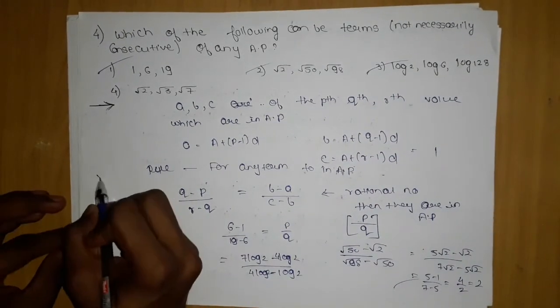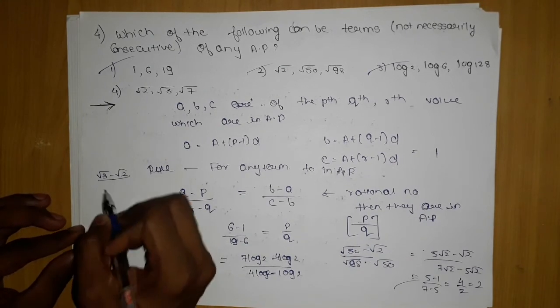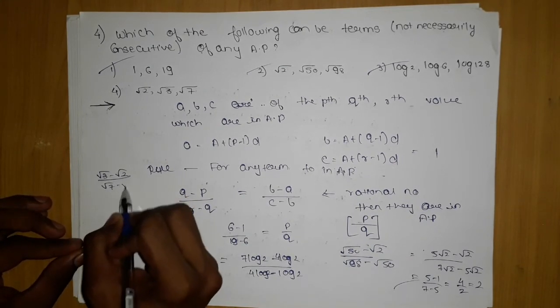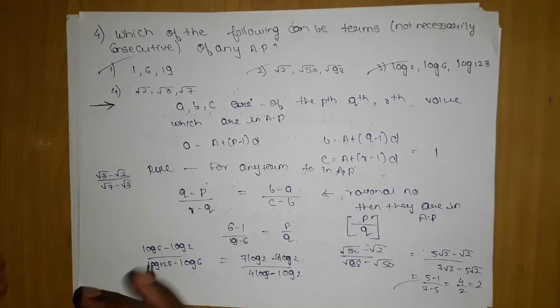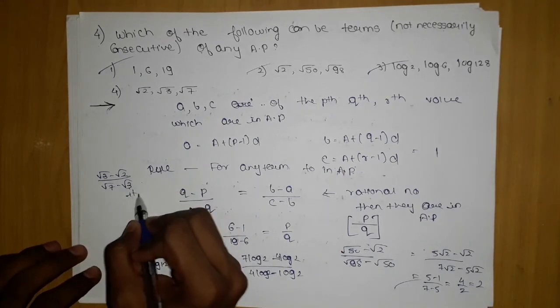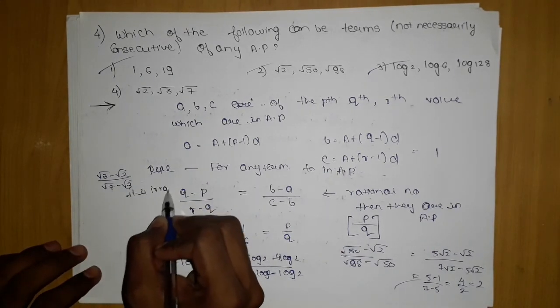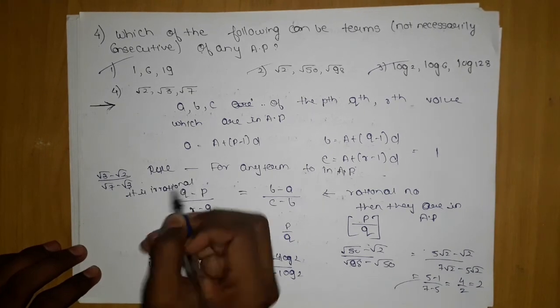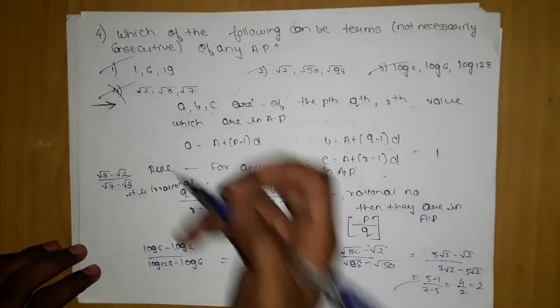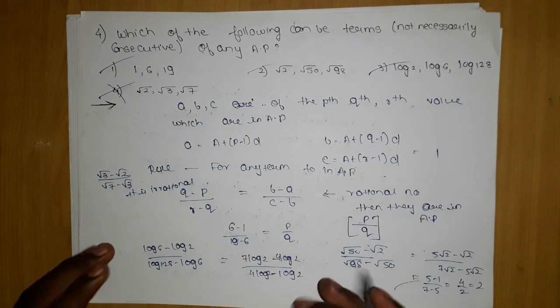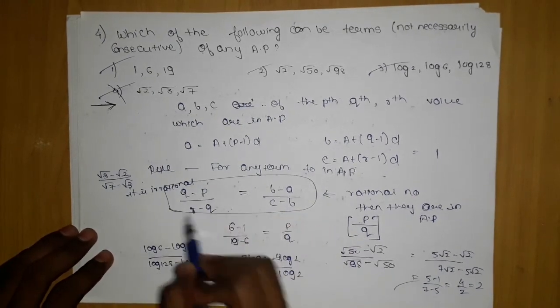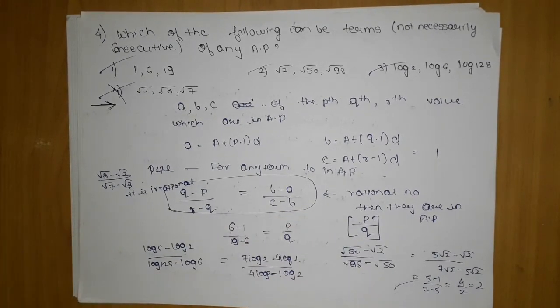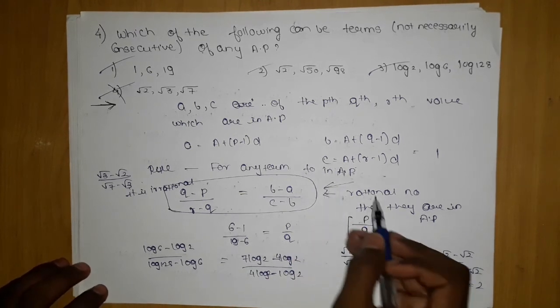Now the fourth option, that is under root 3 minus under root 2 and under root 7 minus under root 3. Here you can see the under roots are not cancelling out, so it is irrational. So 3 are correct answers and 1 is wrong. How did we check? On the basis of this rule. Always keep in mind this rule. It will help you throughout this chapter to identify the terms.